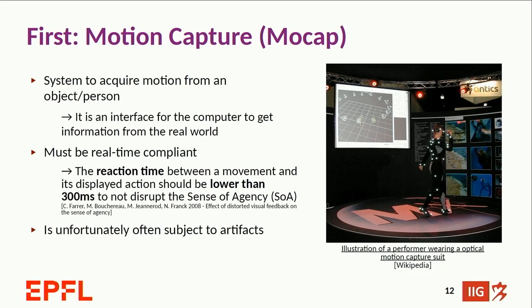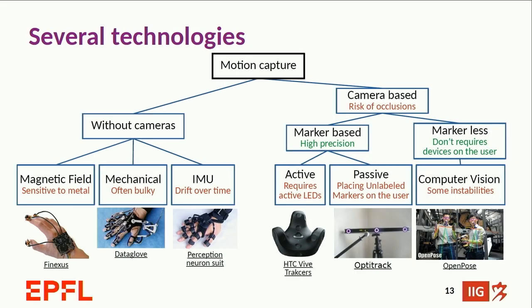And unfortunately, most of the tracking solutions are often subject to artifacts. So here we have an example of a tracking of a mocap solution. So there are several technologies to acquire users' motion. We can have camera-based solution and camera-free solution. For the camera-free solution, we can have a magnetic field sensor, which are co-located in the 3D space. And given the magnetic field, we can recover its position, although it is quite sensitive to metallic parts.